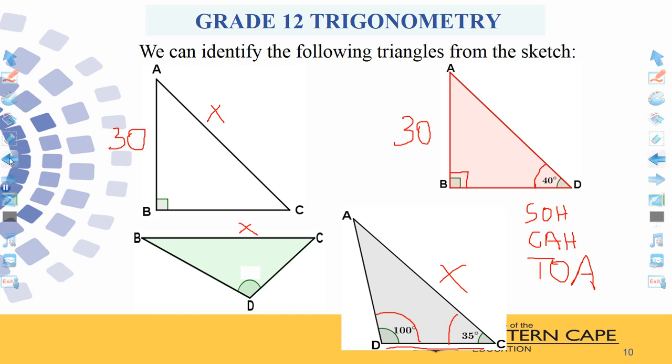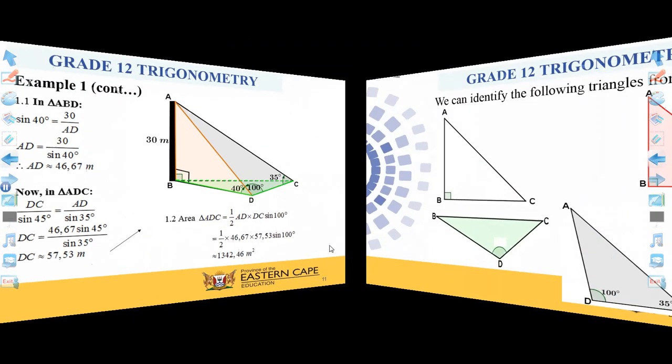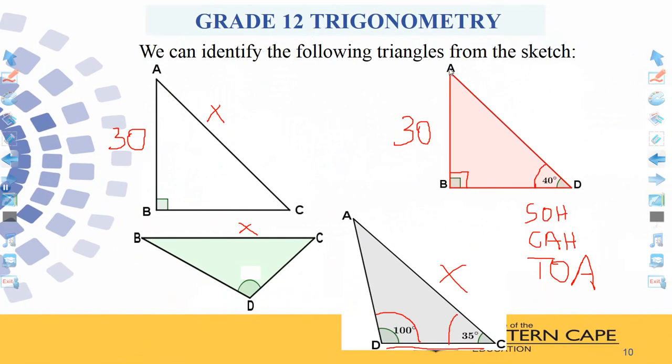If I look a bit forward, I'm interested in triangle ADC, so I can find the length AD. In triangle ABD, the given angle is 40 degrees. 30 is opposite, and the side that I'm looking for is the hypotenuse. So in SOH CAH TOA, which one do I use? I'm going to use sine.